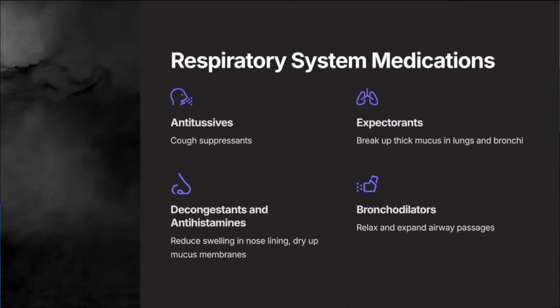Our respiratory system medications include antitussives. Those are cough suppressants. Expectorants. Those are medications that break up thick mucus in the lungs and bronchi. It allows it to thin the mucus so the patient can cough it up. So sometimes your patient's going to be asking for a cough suppressant while saying, oh, I feel like my chest is full of cold. Well, they don't need a cough suppressant. They need an expectorant. They need to bring that up, not suppress the cough.